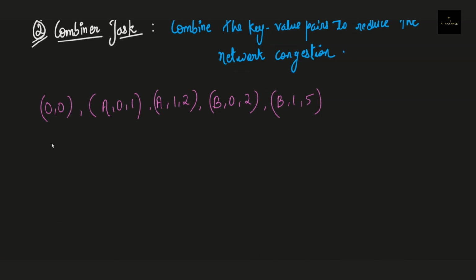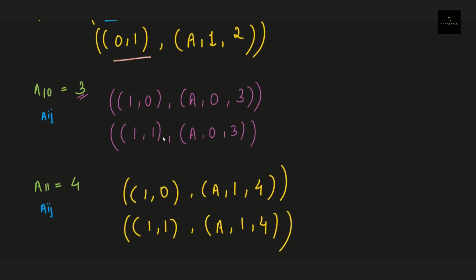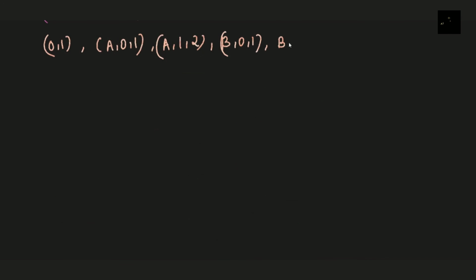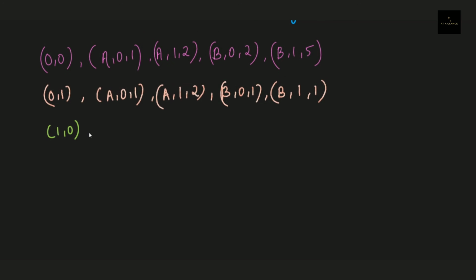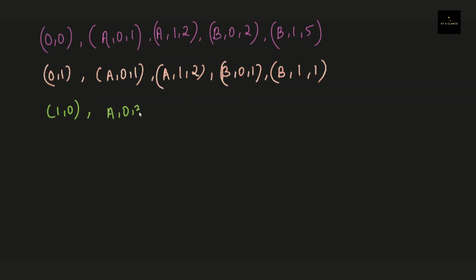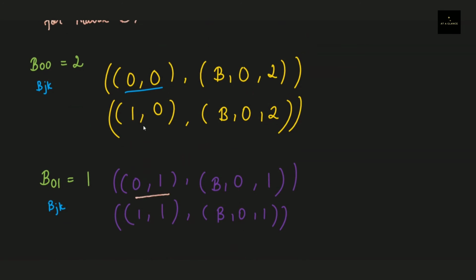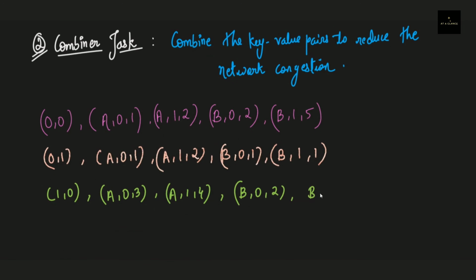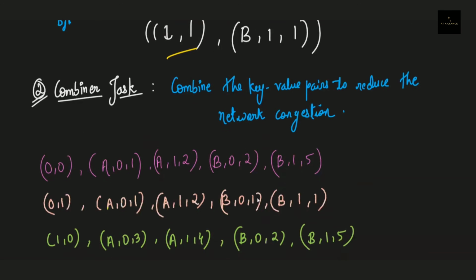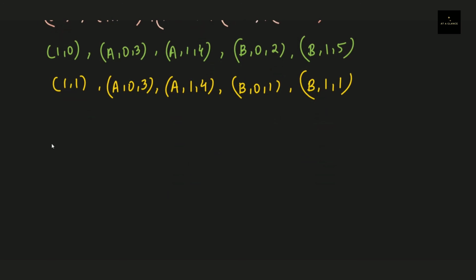So now here I am writing all the values that are associated with the key 0, 1. Make sure that you are writing it in correct order. Now we will combine all the values that are associated with the key 1, 0. Make sure the order in which you are writing this is correct. Now let's combine all the values which are associated with the key 1, 1 in this particular fashion. Now we are done with the combiner task.